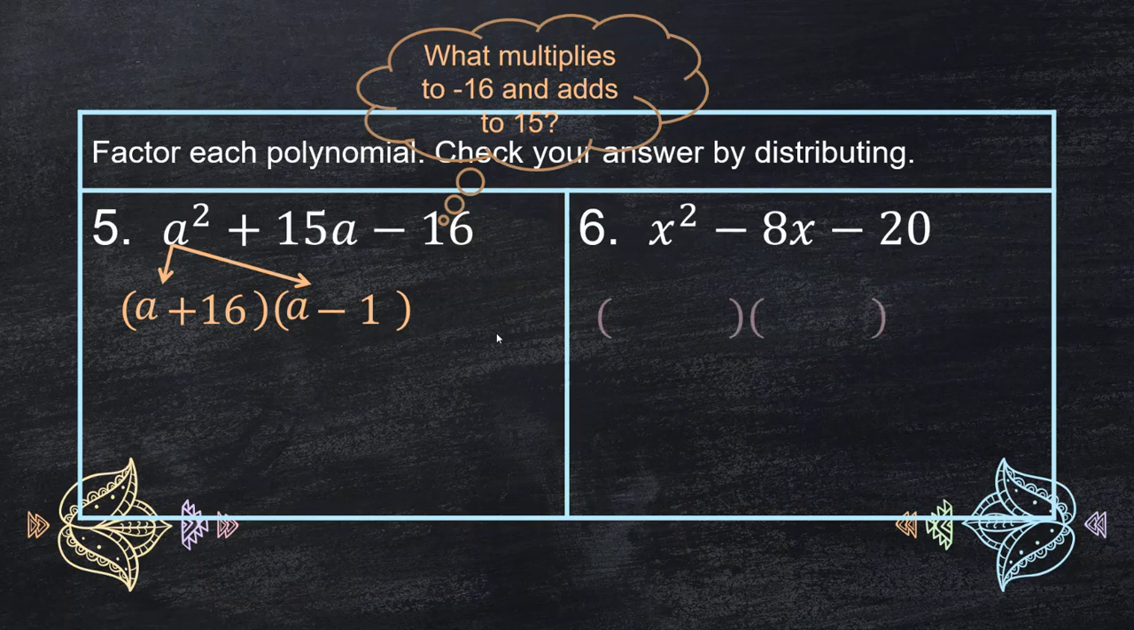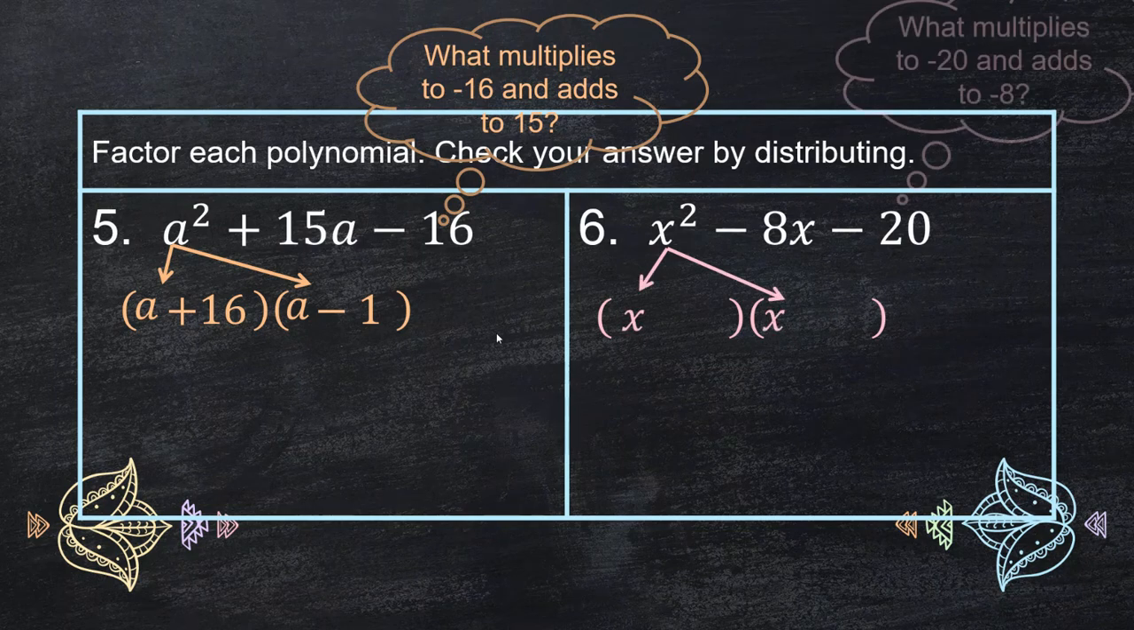Number 6, start with your two sets of parentheses, split up the x squared term, and then ask ourselves what multiplies to negative 20 and adds to negative 8. So I start by thinking 1 and 20. That would not work. So then 2 and 10. There it is. But it has to add to negative 8. So I know I want to have a negative 10 and a plus 2.